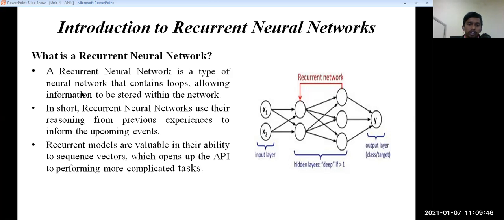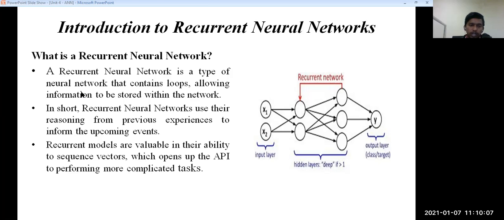So in short, recurrent neural networks use their reasoning from previous experiences to inform upcoming events. The information that is stored can be taken forward to the next step from the hidden layers. That's the reason it is more feasible when compared to other neural networks.